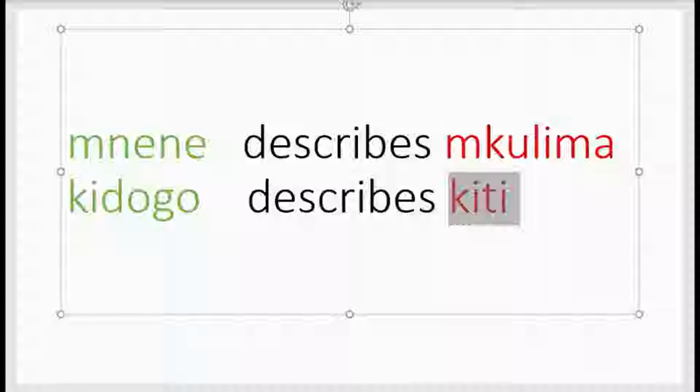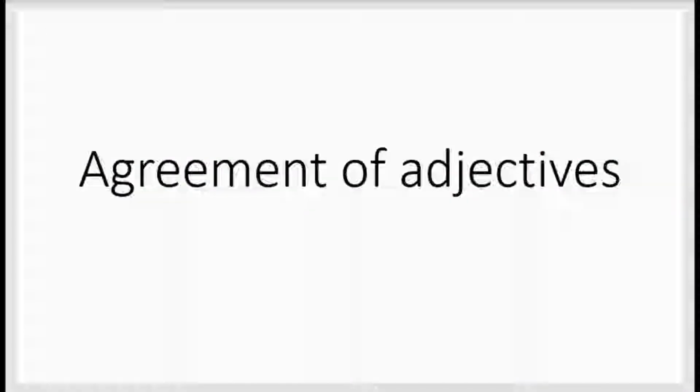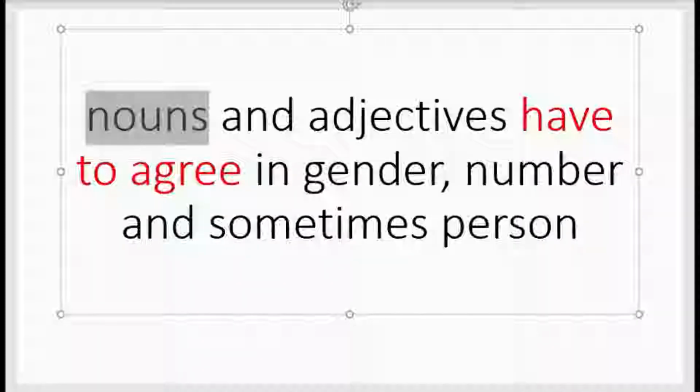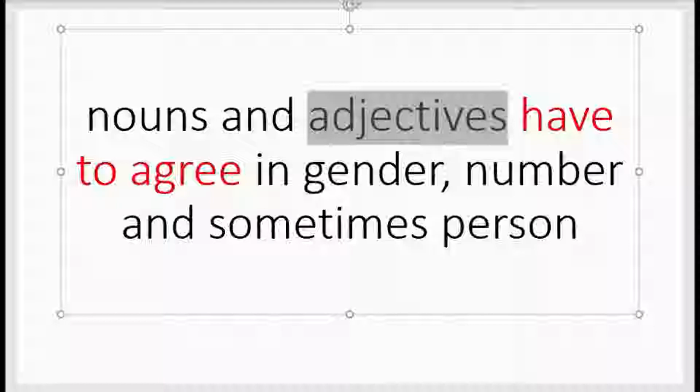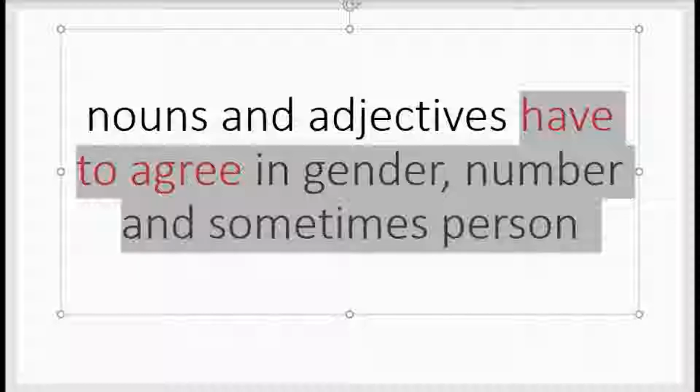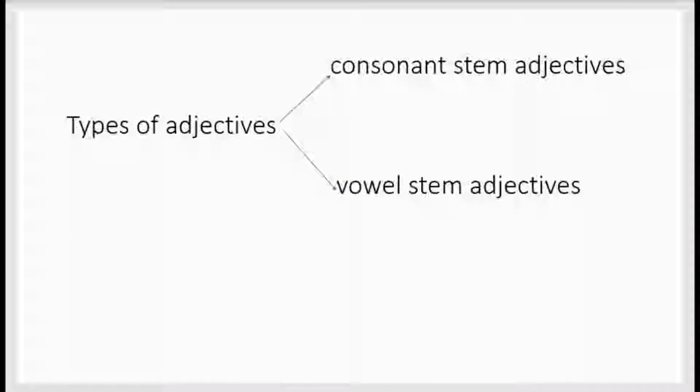Now we also have agreement of adjectives. Nouns and adjectives have to agree in gender, number, and sometimes person. So you have a noun and you have an adjective, and these two have to agree in gender, number, and sometimes person.